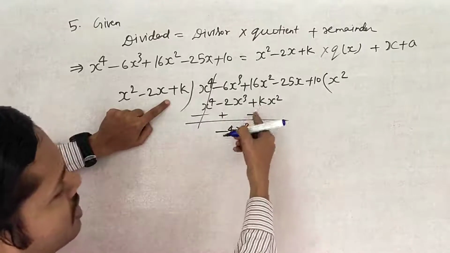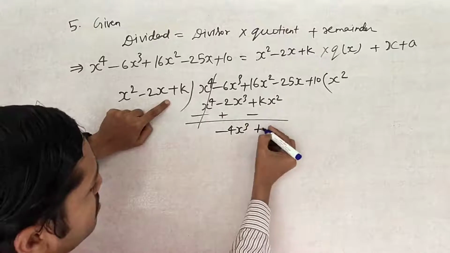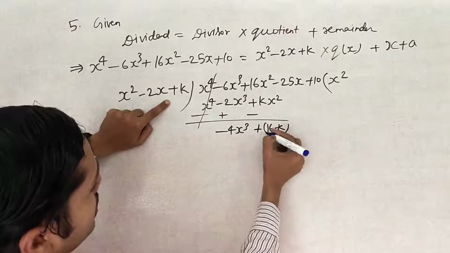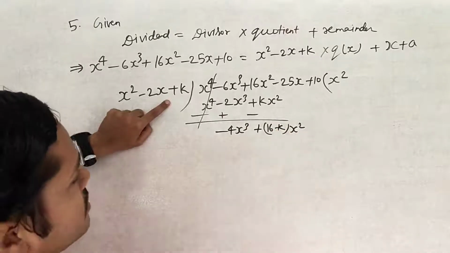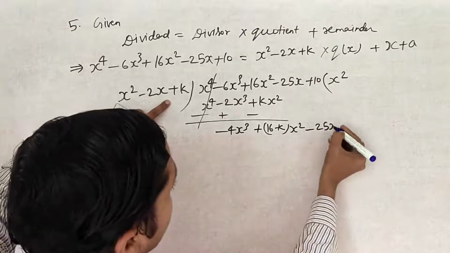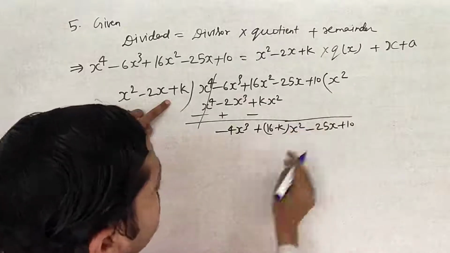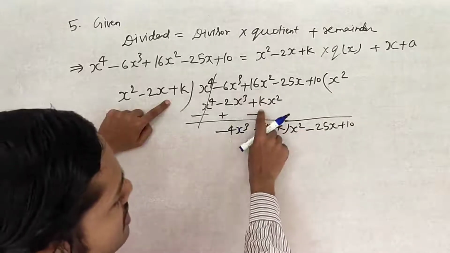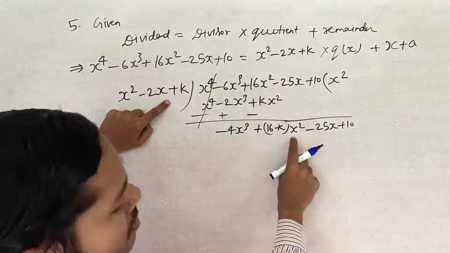Yes, they are both different. We are taking 16 minus k into x². No problem. Minus 25x + 10. Yes, correct. 16 minus k, and x² is common.